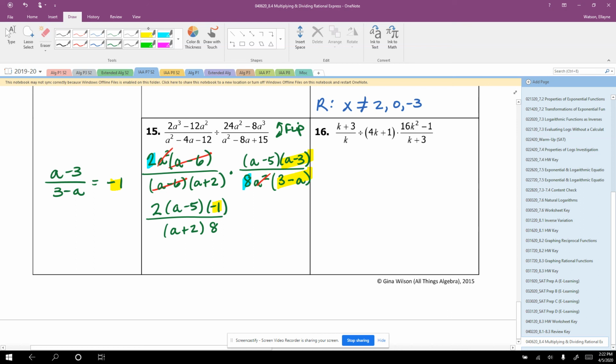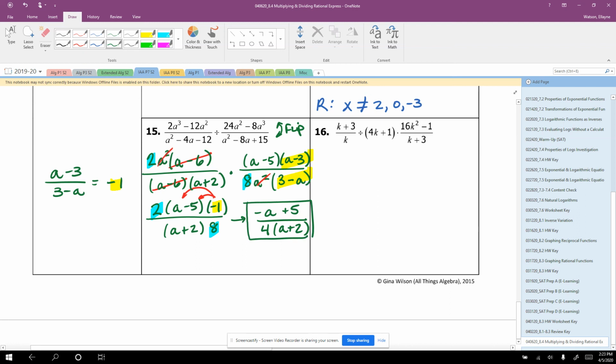Okay, let's reduce these two. You may have already done that, but let's reduce those. And I'm going to actually also distribute this. So now I have negative a plus 5 on the top. 2 over 8 reduces to 1 over 4, so I have a 4 on the outside and a plus 2.